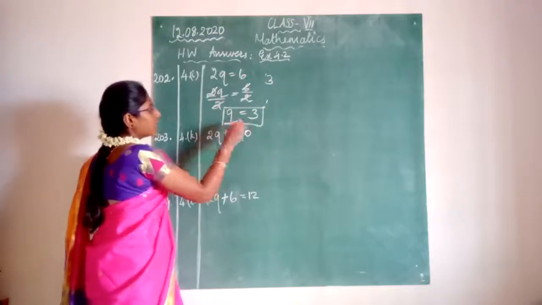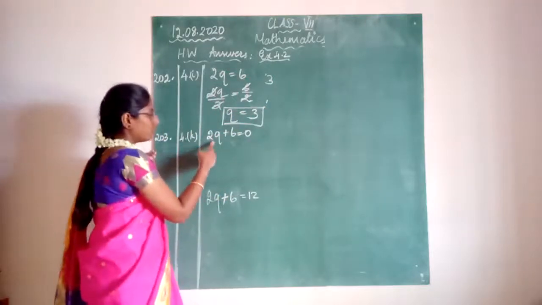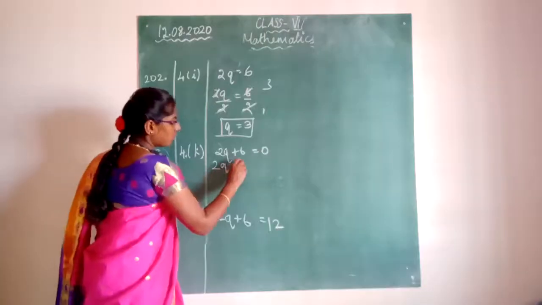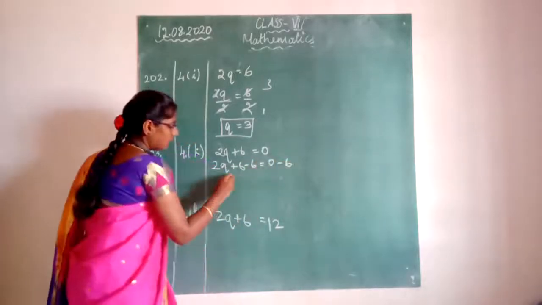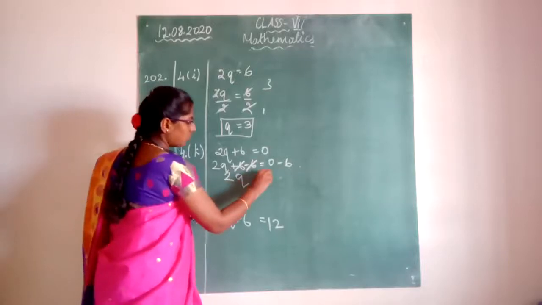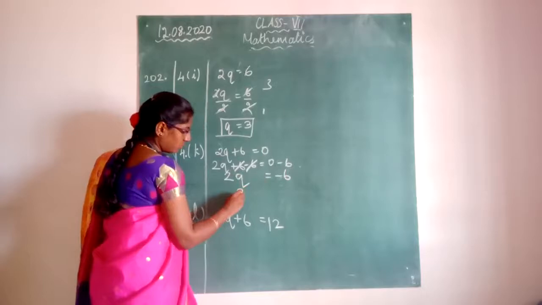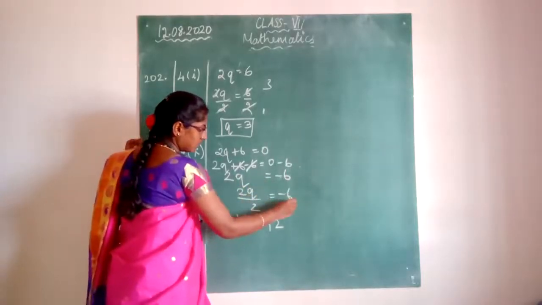Fine. Next thing. Here we need to find the value of q. So remove 6 first. So subtract 6 on both sides. So what will you get? 6 and minus 6 will get cancelled. 2q is equal to minus 6. Okay, so remove 2q now. So 2q divided by 2 is equal to minus 6 divided by 2.